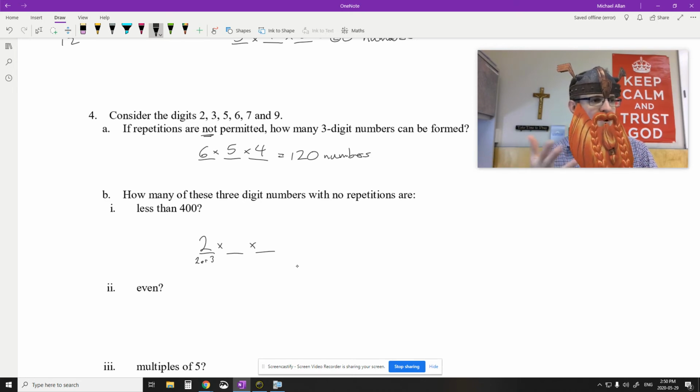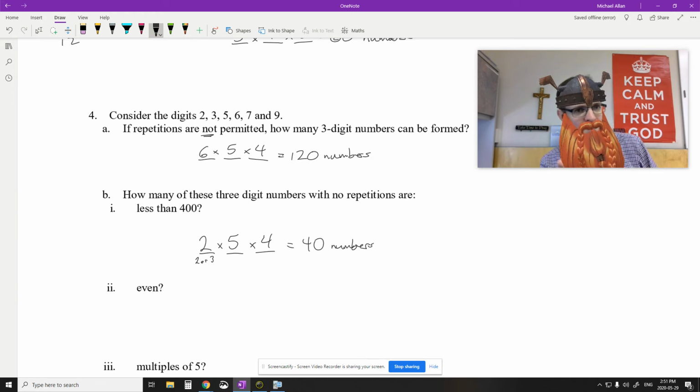So how many numbers do I have left over? I would have 5 and 4. That's 20 times 2. So only 40 of these numbers are going to be less than 400. If I want to figure out what's greater than or equal to 400, 120 minus 40, right? I could do this operation too. Again, it's not too hard to do, but I can just go 120 minus 40 to find the other numbers.